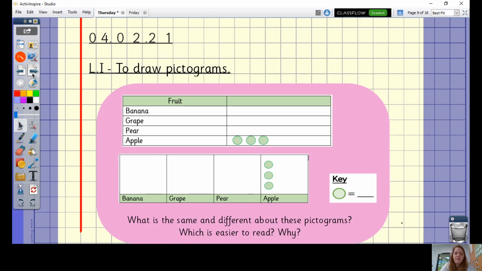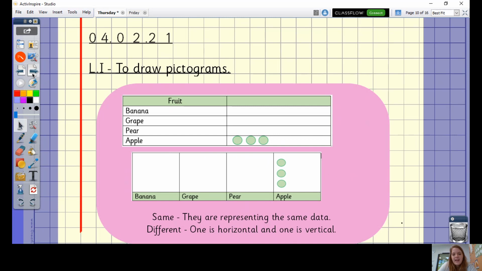Okay, so I'm just going to share with you some of the things I found that were the same and some things that were different, but you may have found different similarities and differences to me. So the same, they are both representing the same data. You can see the same categories there, banana, grape, pear and apple. Okay, they're representing the same data and there's 3 people that chose apple.